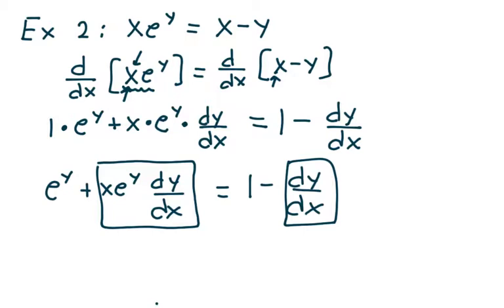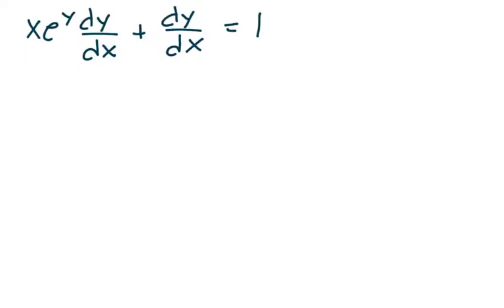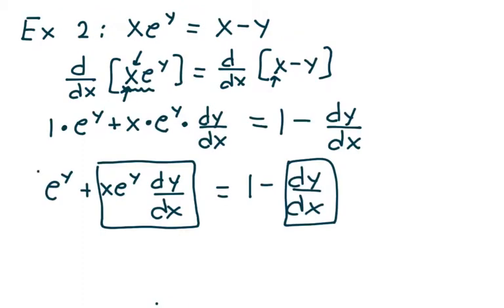Okay? And so to do that, we're going to get the following. We're going to get x e to the y dy/dx plus dy/dx, right? So in other words, I'm just going to add dy/dx to both sides. And I'm going to set that equal to 1 minus e to the y. So what did I do there? I just took this e to the y and moved it over to the other side.